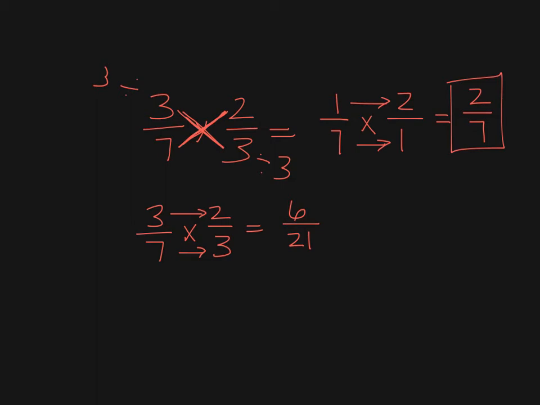Can 3 evenly go into 6? Yes. Can 3 easily go into 21? Yes. So I would divide these both by 3. 6 divided by 3 is 2. 21 divided by 3 is 7.